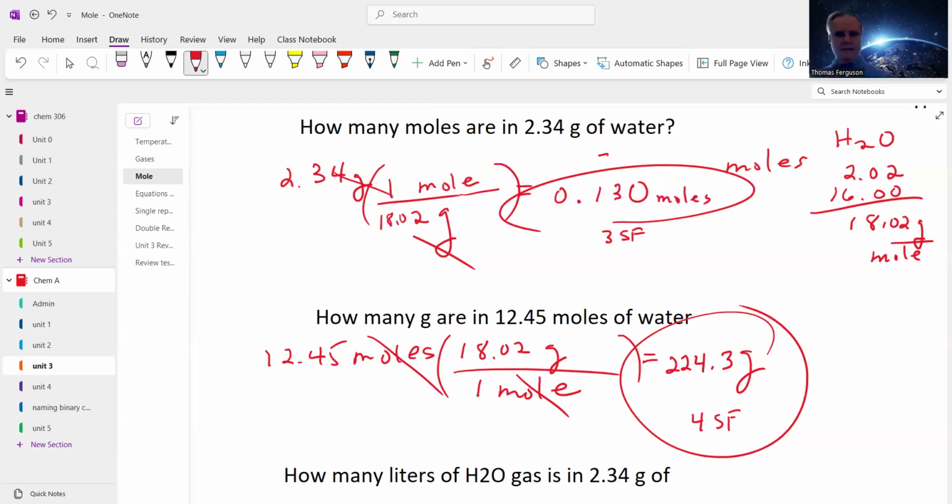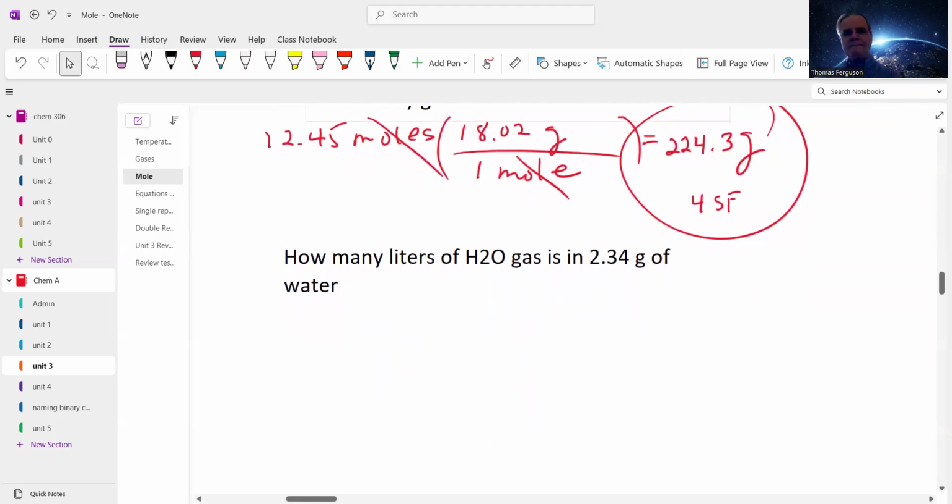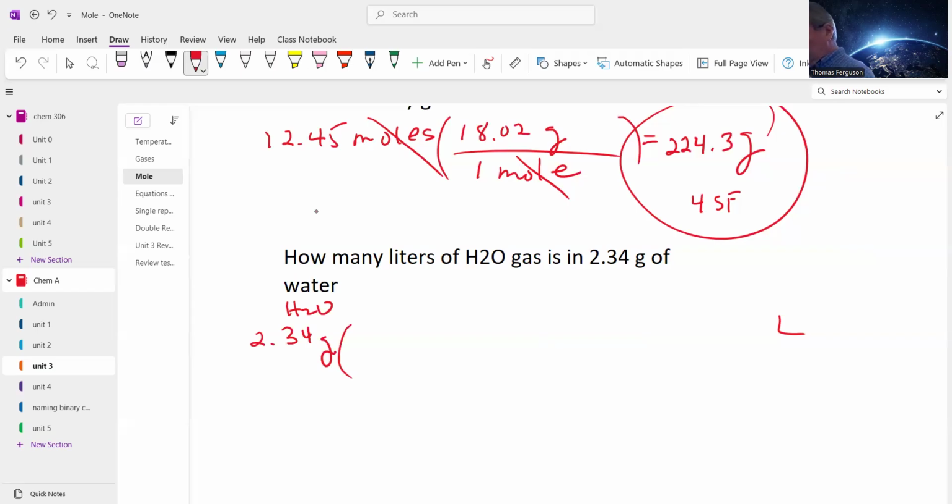Okay, so let's look at this. We have 2.34 grams of water, and we want to go to liters, gaseous liters. What are we going to do? What do we work on when we start? We're putting moles and grams, right? And it'll get us to moles. Yes, exactly. Okay, so if in doubt, convert to moles.